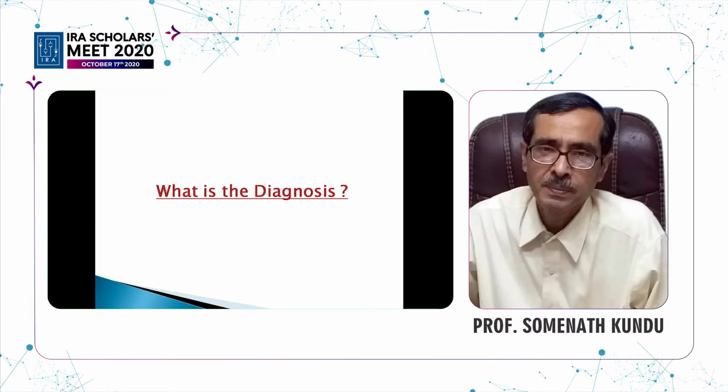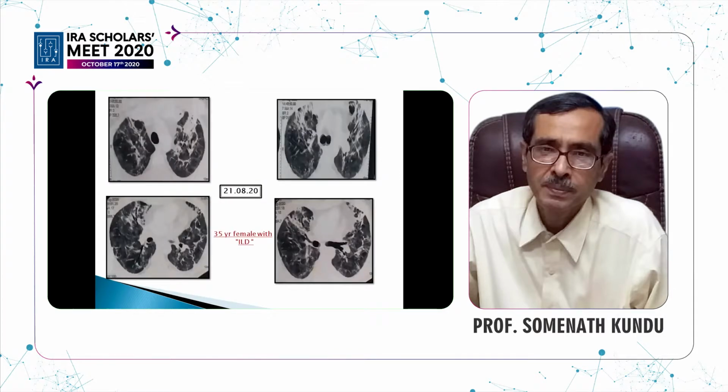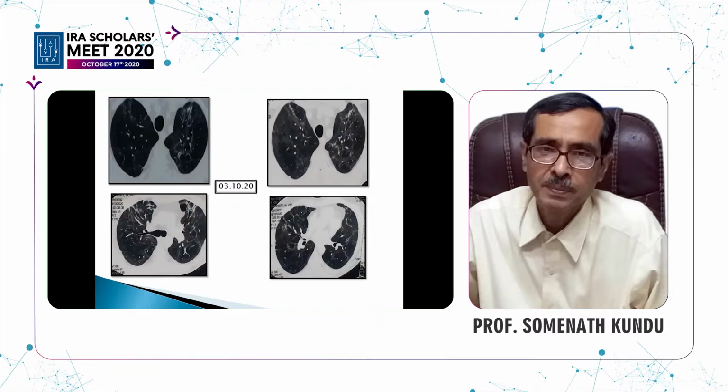We'd like to end this session with one quiz for you. A very recent X-ray of a 35-year-old female with so-called ILD. Have a look at the CTs. Look at the dates, 21st of August 2020, and look at the clearing on 3rd October 2020. Look at the dates for the clues for the diagnosis. Yes, the diagnosis was fibrosis, and the treatment was prednisolone and pirfenidone.